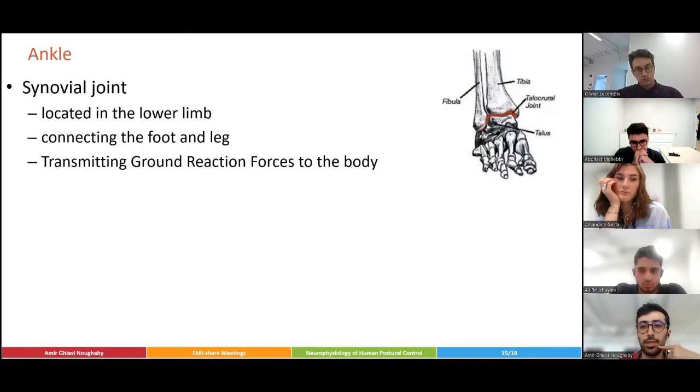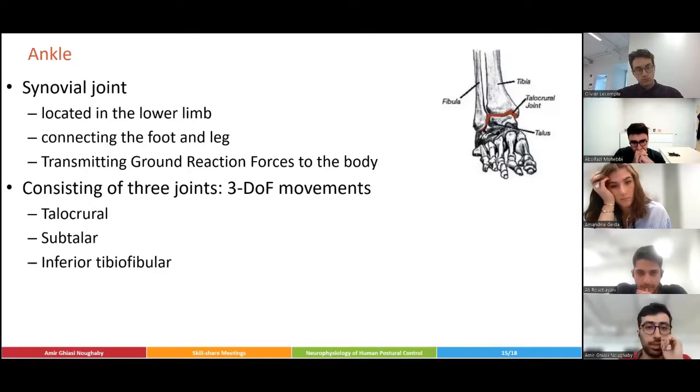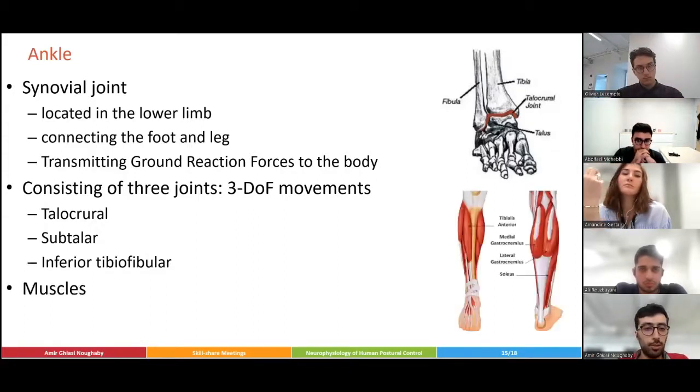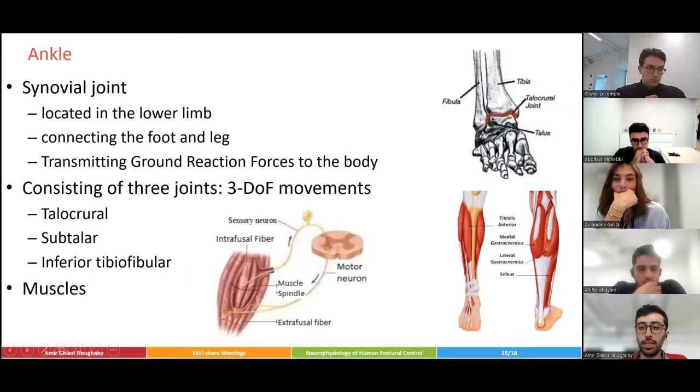You can see here the ankle joint, which consists of 3 joints and provides 3 degrees of freedom of movement in 3 planes. It also has some muscles that contribute to the movement of the ankle. The first one is tibialis anterior, the next ones are medial gastrocnemius, lateral gastrocnemius, and soleus.